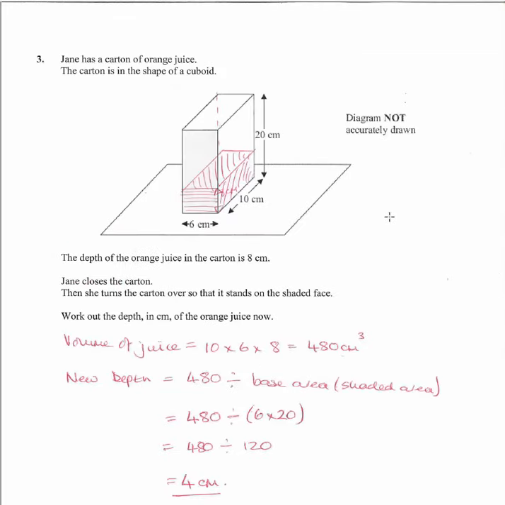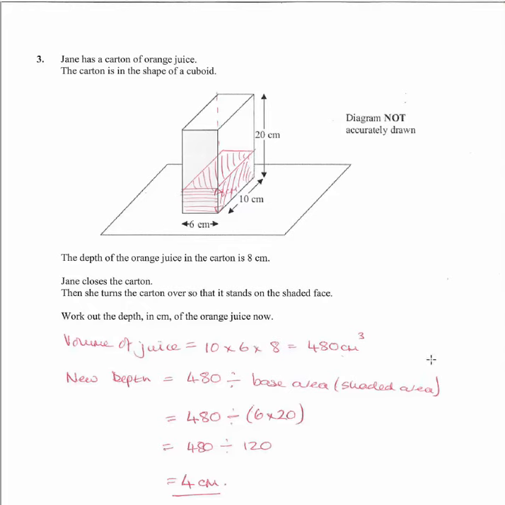You've got a carton of orange juice, and what the teacher's done here is they've drawn in the height, and it's a depth of 8. So the volume is a cuboid. It's 6 by 10 and 8 high, so 6 times 10 times 8 is 480 cubic centimetres.